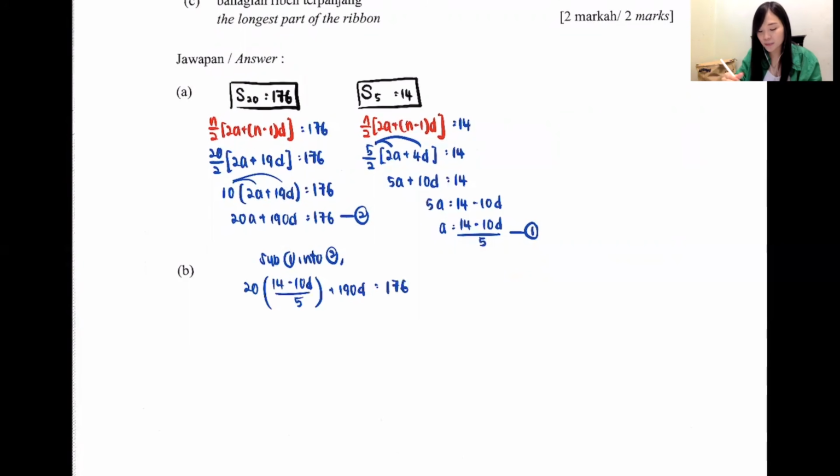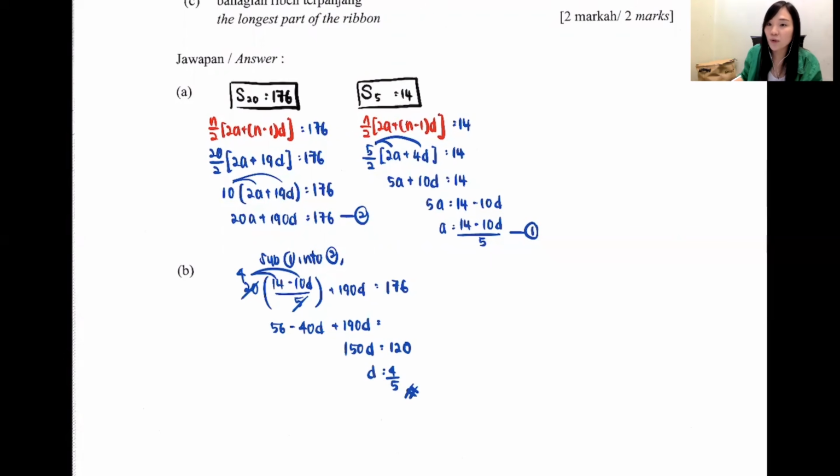Those I can simplify. I simplify, yeah? So 20 and 5 cut. I left 4. So 4 times 14, I get 56. 4 times this one, I get negative 40D plus 190D. So the D and D combine, 150D. The numbers combine together, 120. So move it over, divide. Do you guys get D as 4 over 5? You want to write decimal also can, which is 0.8. After I get D, let's try to find back the A.